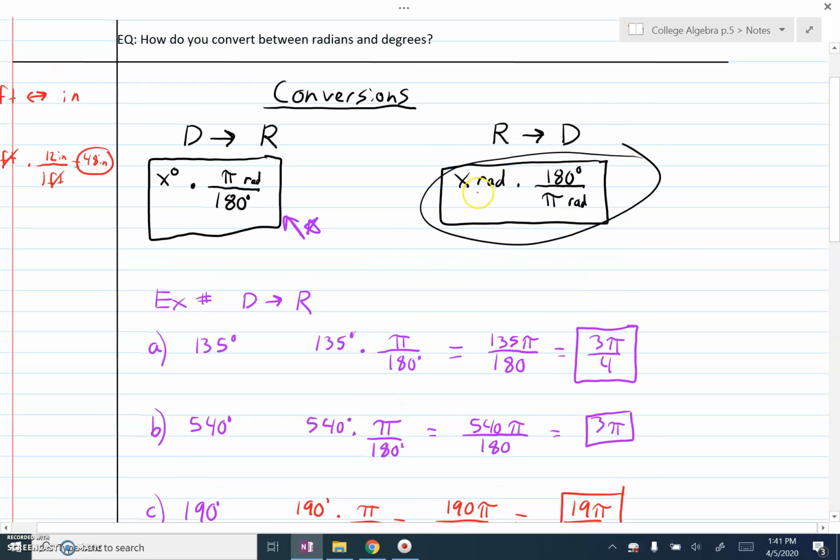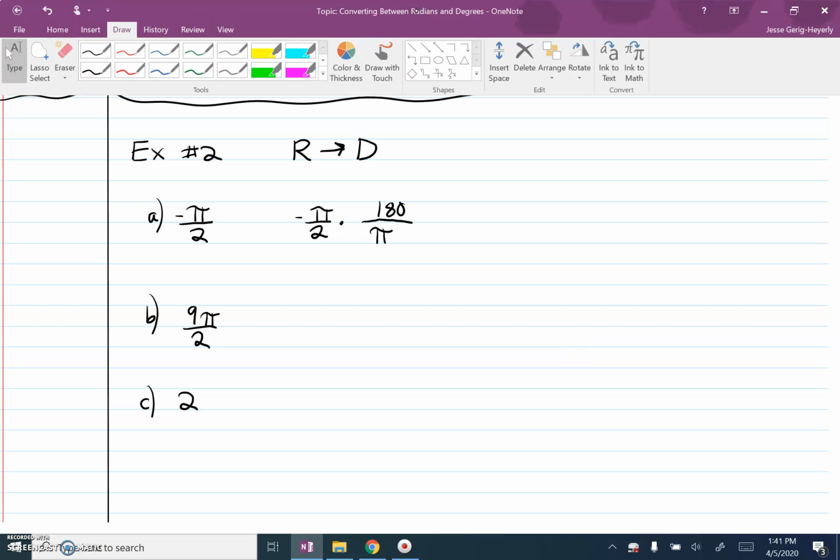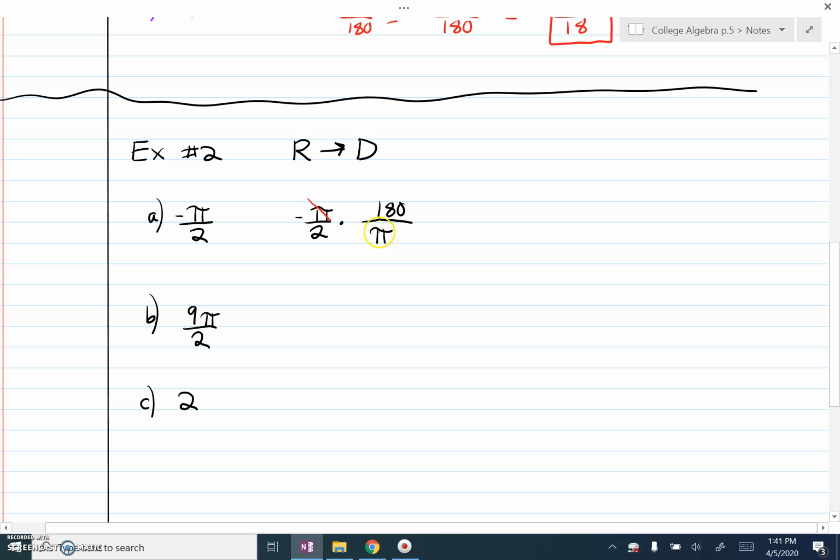The radians will cancel, so the x in this particular problem is negative pi over 2, and then 180 over pi. Okay, and the cool thing about radians, if you have pi's involved, is they will cancel. So this pi on top is going to cancel with this pi on the bottom. Or you get 180 pi over 2 pi, and the pi's cancel at that point. Either way you want to think about it. The pi's cancel, and you're left with negative 180 over 2, which is negative 90 degrees. Which you should recognize, pi over 2 is the same thing as 90, so negative pi over 2 is the same thing as negative 90.